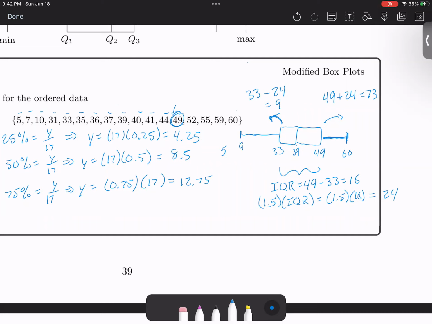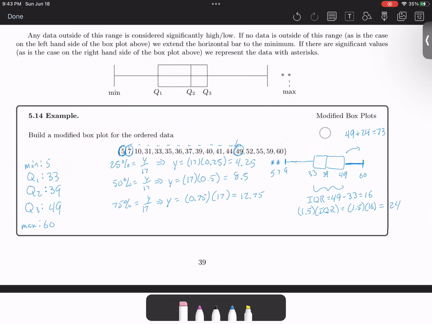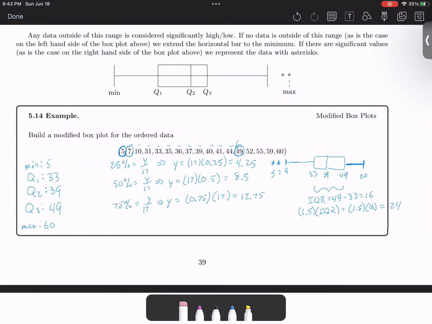So it turns out that we have two values smaller than 9, 5 and 7. So let's represent both of those outliers with asterisks. So this right here is a modified box plot.